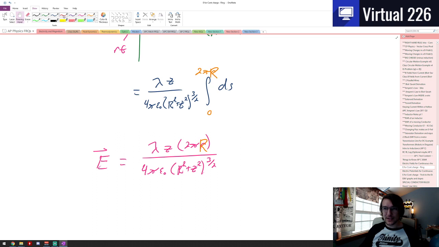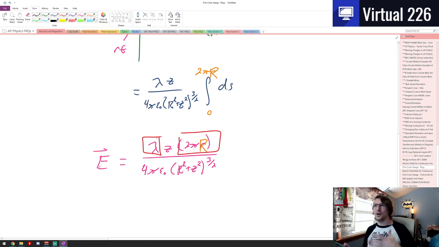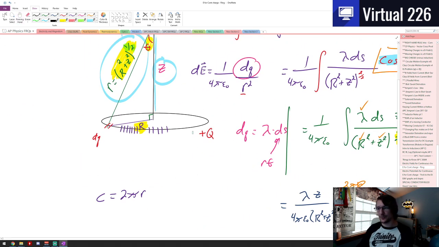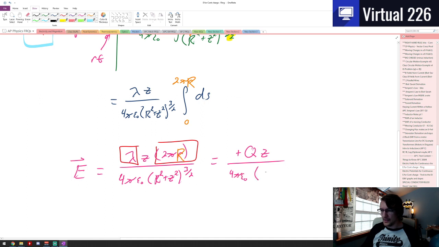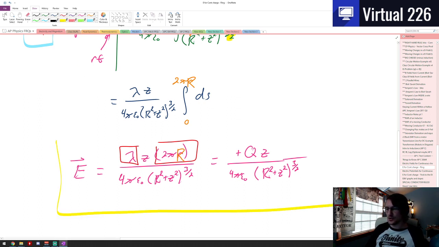If you wanted to, you could leave it like that. But if you take 2 pi R and multiply it by lambda, you're taking a linear density and multiplying it by a linear distance, and that will give us back for our circle the entirety of the charge, positive q. So if you wanted to write this, and you'll see it like this in books, we could write this as q, or whatever your charge is, qz over 4 pi epsilon naught, and then R squared plus z squared to the 3/2 power. That will be your electric field due to a ring of charge.